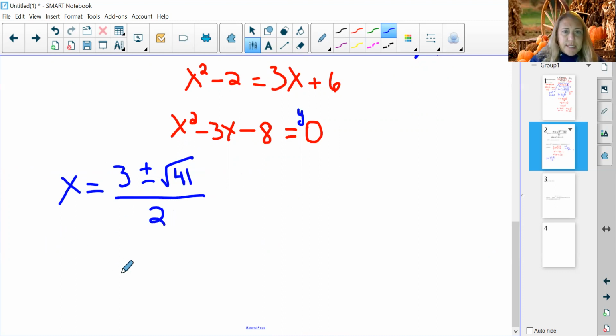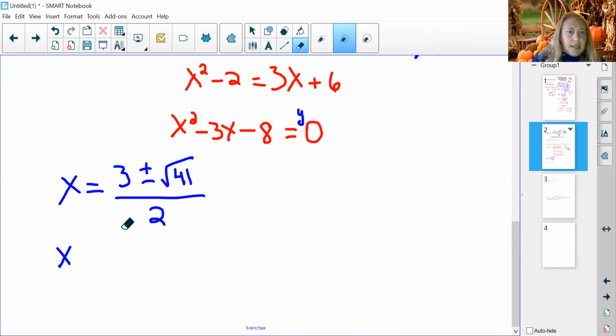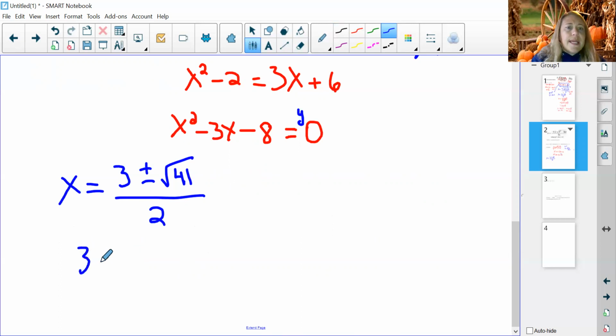And if you change that to a decimal, you would get 4.7 and negative 1.7. I have something here in my notes, though, warning you about the calculator. When you type this into your calculator, it's very common for students to type it like this. They will type 3 plus radical 41 divided by 2. Right? They'll type that right in on their calculator.